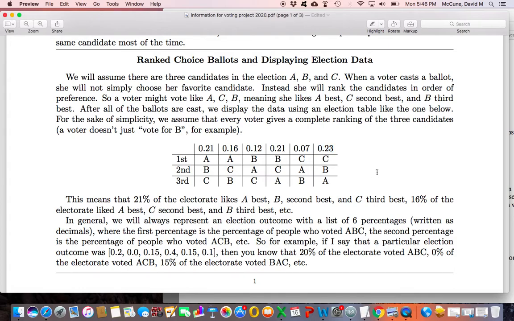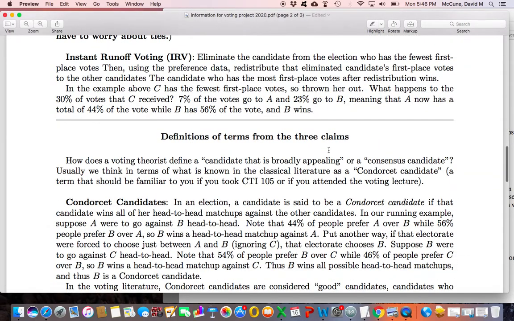So if you just go to this electorate and ask, who do you like better, A or B? 21% plus 16% plus these 7%, those are the people who like A over B, and there's 44% of them. On the other hand, 12% plus 21% plus 23%, those people prefer B over A. So in a head-to-head matchup between B and A, B would win. More people like B than like A when compared directly.